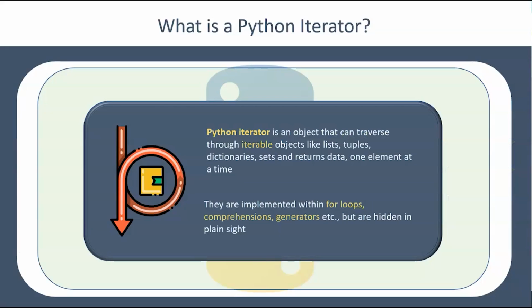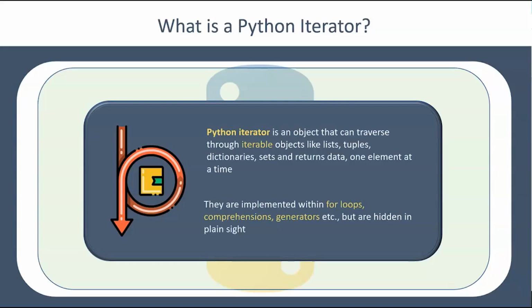Now, what is a Python iterator? A Python iterator is an object that can traverse through iterable objects in Python like lists, tuples, dictionaries, sets, and returns data one element at a time. So basically, you can traverse through these lists one at a time, and then you can use it as per your custom requirement. An iterator is a tool available to you in order to traverse through each and every element.